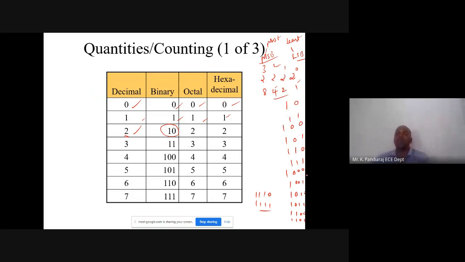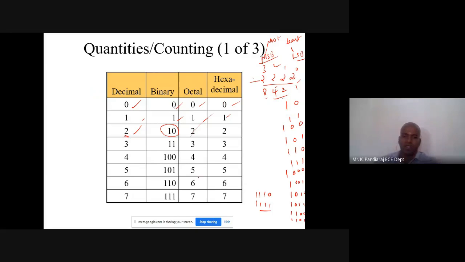So in this way only we are going to write all the decimal numbers in terms of a binary representation. The important thing is the binary numbers are represented in the ascending power of 2, that is 2 to the power 0, 1, 2, 3, and these positions have some weights. So these weights are 8, 4, 2, 1.